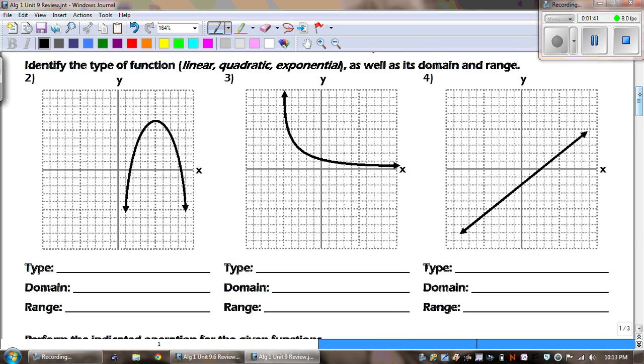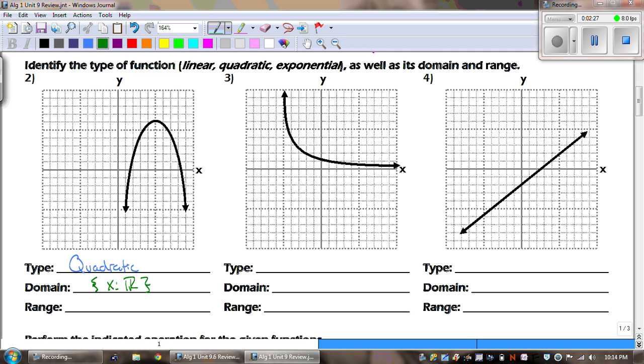Number 2 says identify the type of function if it's linear, quadratic, or exponential, as well as its domain and range. So, number 2, what type of graph is that? You should know that right away. This is a quadratic. What's the domain? Remember the domain is talking about horizontal from left to right. Do you see any limits on that? No, there's no limits, which means that x can be all real numbers.